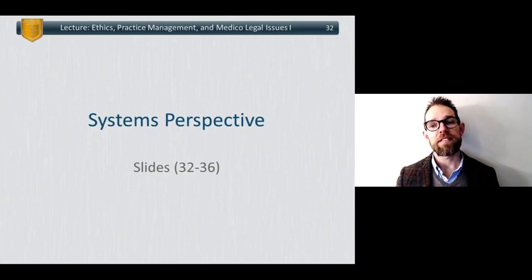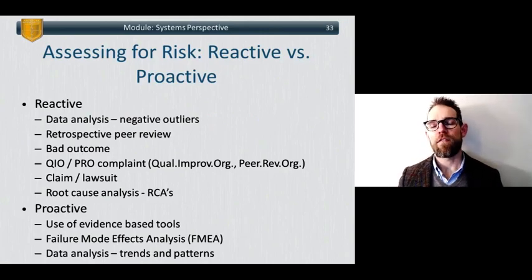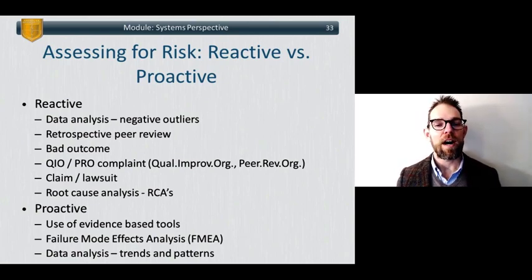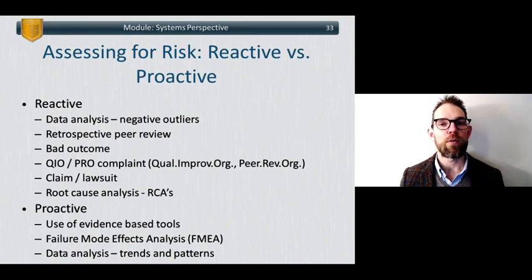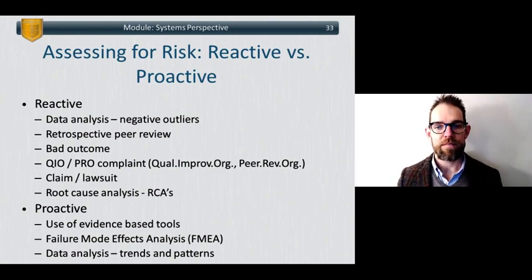Okay, so for the next 5 slides, now we're going to evaluate it from the systems perspective. Reactive versus a proactive culture. With a reactive culture, there is data analysis that we look at longitudinally, and we only focus on the negative outliers. It requires a retrospective peer review. So something has occurred, and now we are looking at it retroactively.